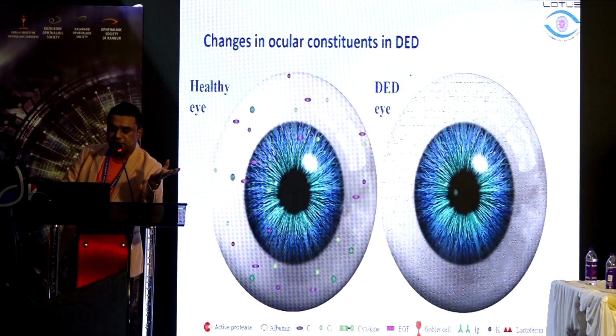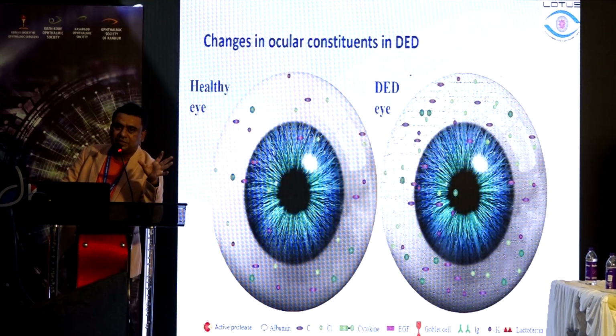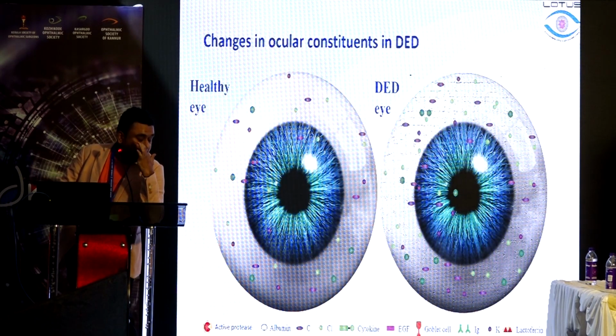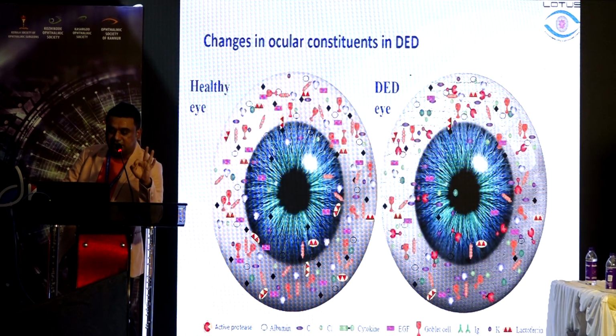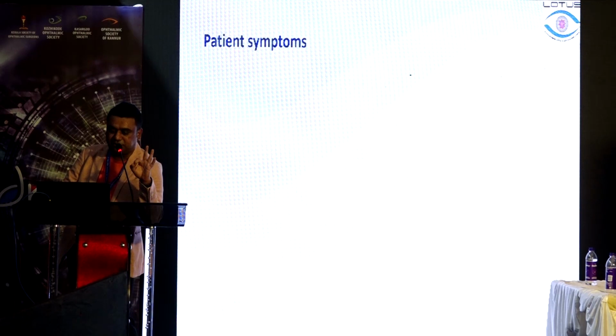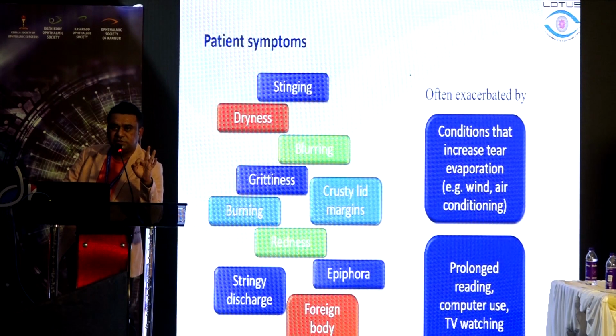So if you look into this slide, you will understand the difference between the normal and the dry eye. As I mentioned, the multiple neural mediators, whatever is to be named, are able to be identified in the dry eye disease patients. The only thing which gets reduced is the goblet cell density. Goblet cell density reduces, and the rest of all the mediators are increased in dry eye disease patients. How to diagnose this sort of patients?